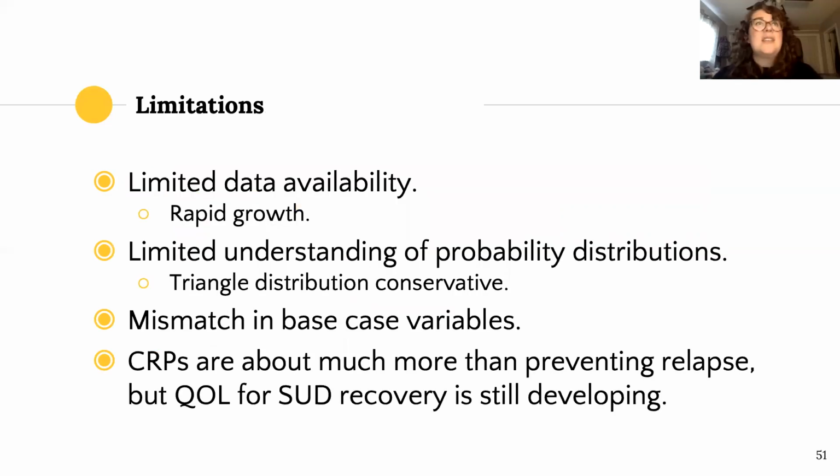A lot of limitations. Again, limited data availability because of the rapid growth of our field, limited understanding of how these data are distributed. So we used the triangle distribution to be really conservative. We've got a mismatch in some of our base case variables. Remember, I had budgets for programs that were really small and really, really big, but I did not have that same range accurately represented in my CRP membership size because I was dealing with categorical data and I needed to be conservative with that.